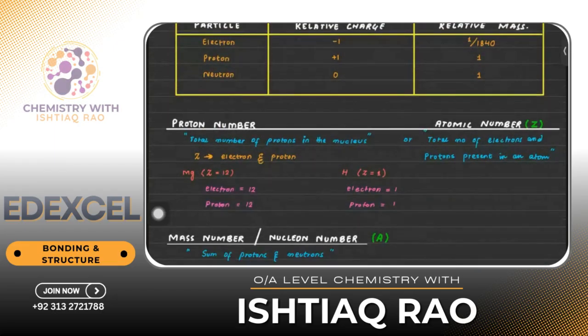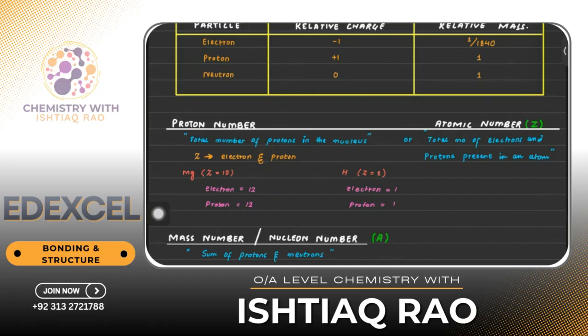So proton number means, of course, the total number of protons present in the nucleus of an atom. Atomic number, I can say, is the total number of electrons and protons. Generally, we use the term proton number, right? But you must know the difference between these two. It is only a slight difference, and most of the time we consider them the same thing. Specifically, atomic number is the total number of electrons and protons, but proton number is the total number of protons.